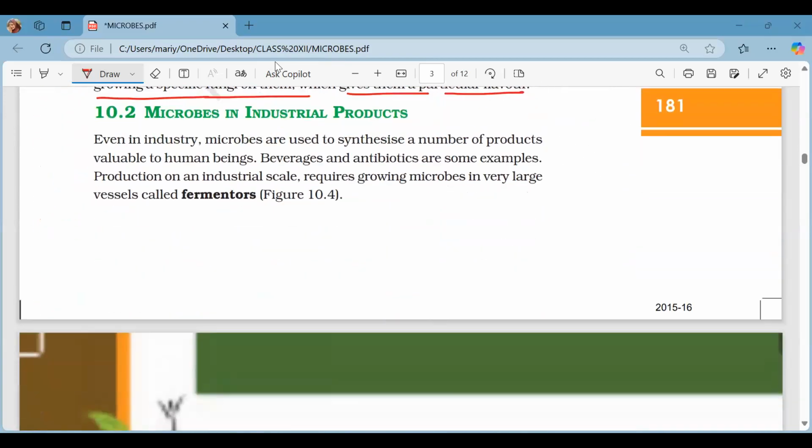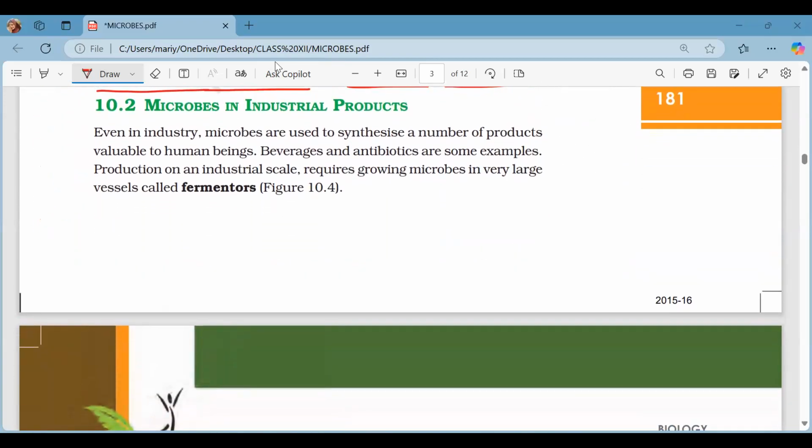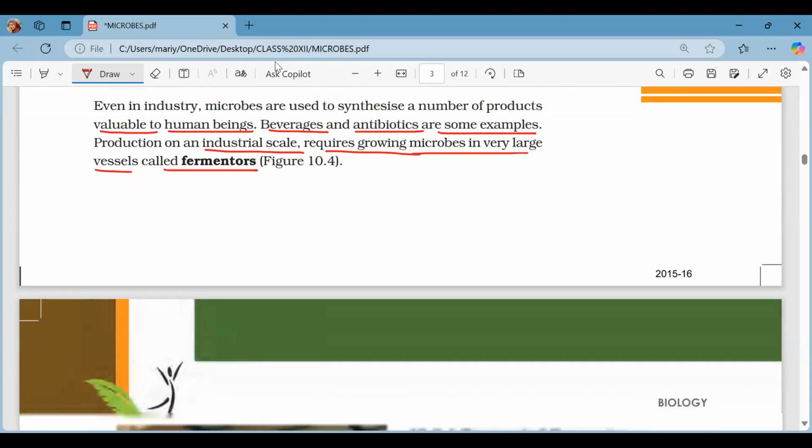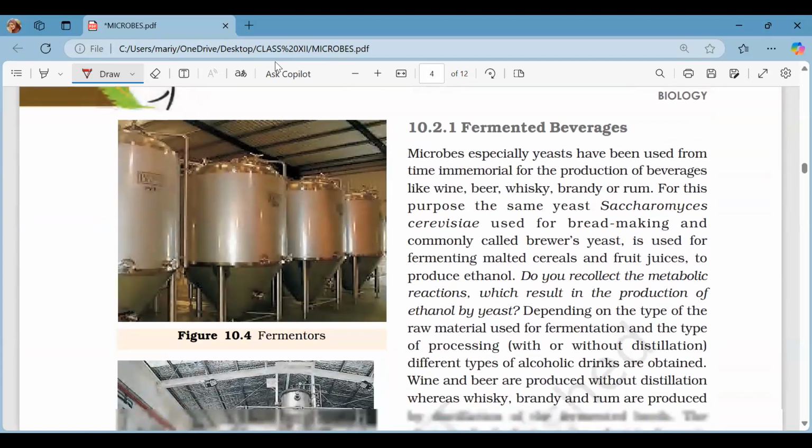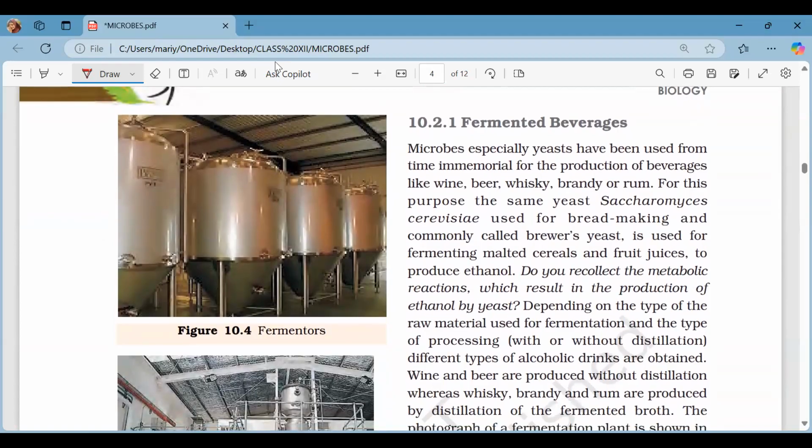Now, microbes in industrial products. Even in industry, microbes are used to synthesize a number of products that are very valuable to human beings. Beverages and antibiotics are some examples produced by microbes. Production on an industrial scale requires growing microbes in very large vessels called fermenters. These are huge tanks in which the fermentation process takes place.